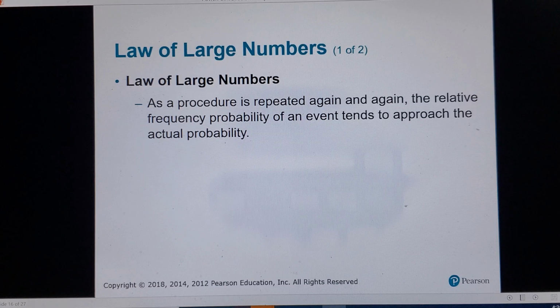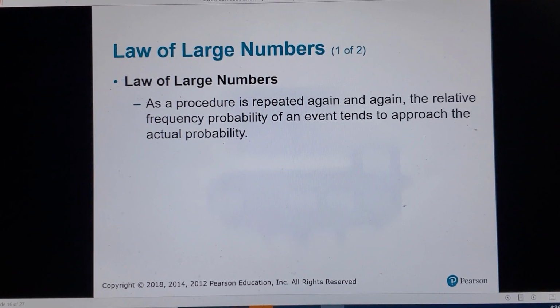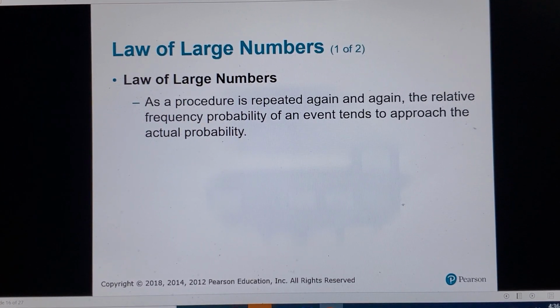Meaning that the number of times you flip tails, you're going to have almost an equal amount of times that you land heads. And that's the idea of the law of large numbers. Hopefully that makes a little bit of sense.